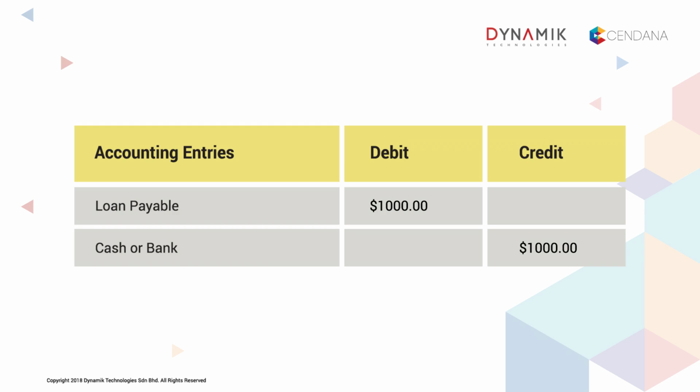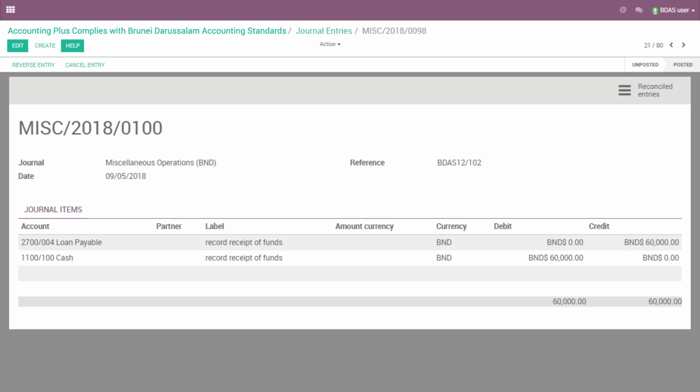Now let's see how this journal entry is being drafted out in Accounting Plus. Completed journal entry transaction will look like this, where debit the cash with Brunei dollars 60,000 and credit the loan payable with the same amount.